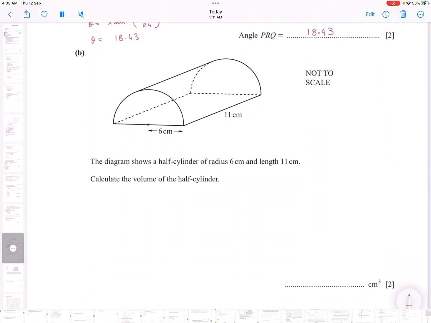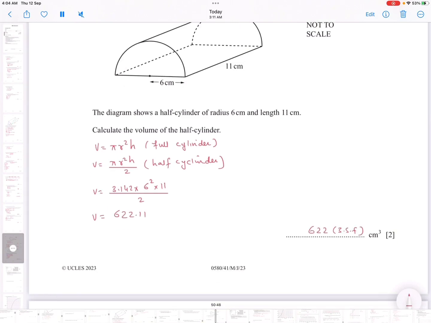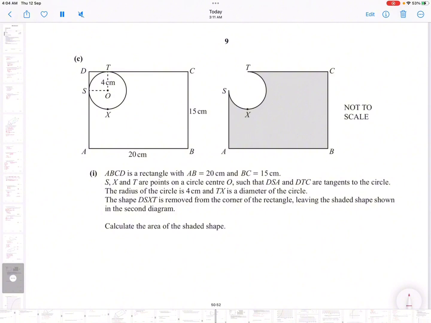Now B part. The diagram shows a half cylinder of radius 6 centimeters, length 11. Calculate the volume of the half cylinder. So the formula for the cylinder is pi r square h. This is for the full cylinder. If you divide it by 2, it will become the volume for the half cylinder. Now place the values in. Everything is there. Use the calculator and get the answer. 622. Okay, this is interesting.